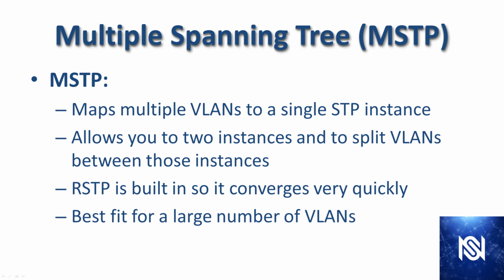And let's say you had 20 VLANs, you'd be able to map 10 of those VLANs to one instance to prioritize one exit point, and 10 of the VLANs to the other instance going out the other exit point. RSTP, which is rapid spanning tree, is also built into MSTP, so it converges very quickly. And MSTP works the best when there is a large number of VLANs.